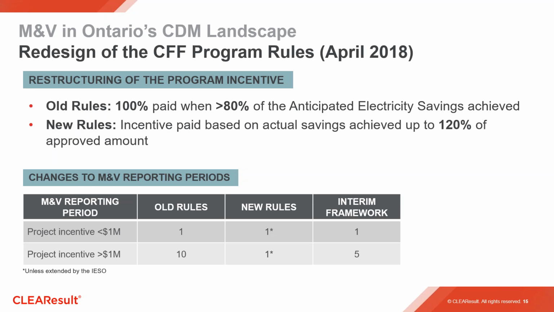Regardless of the shorter MMV reporting period, to ensure cost effectiveness and value to the ratepayer, a right to audit clause was added, along with minimum record keeping requirements. As part of the changes for the interim framework, the MMV reporting period for large projects was increased to 5 years.